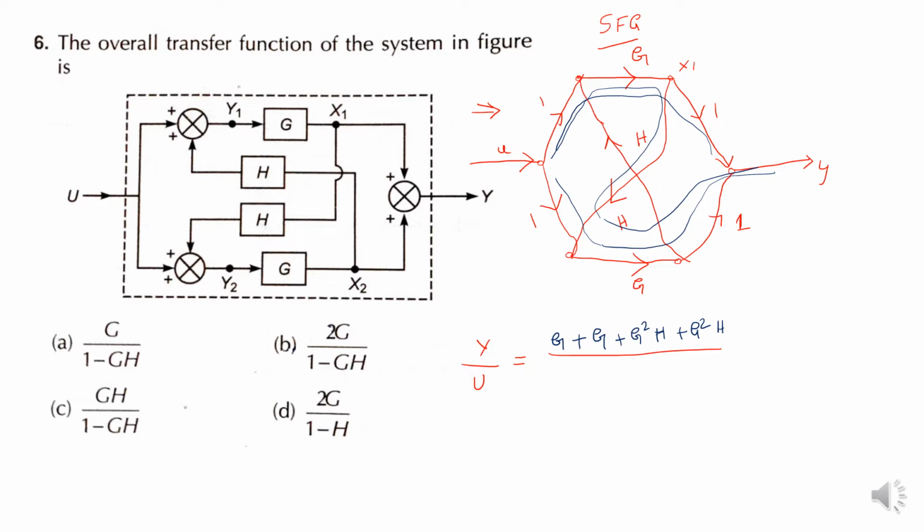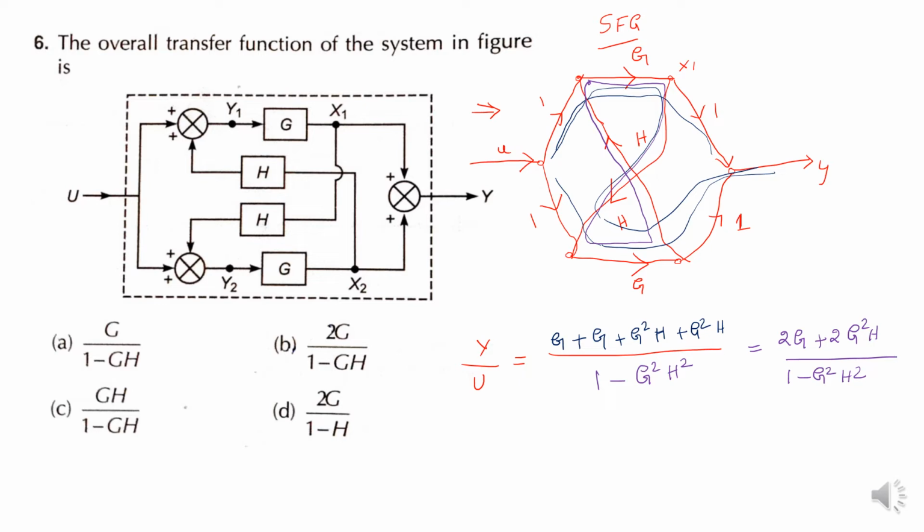Okay, next I am going to find out the feedback loop. So how many feedback loops? First of all, see, g, then h, again g, then it is finished with this point. GH. So 1 minus the first feedback loop is G square H square. 2G plus 2G square H divided by 1 minus G square H square.